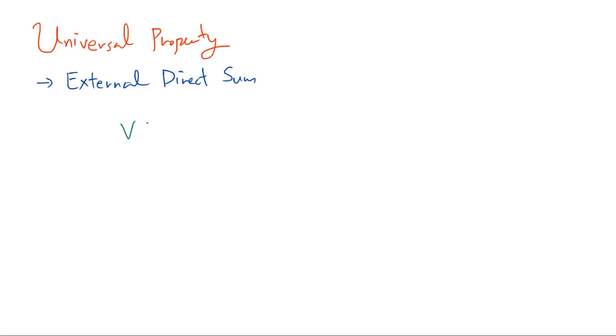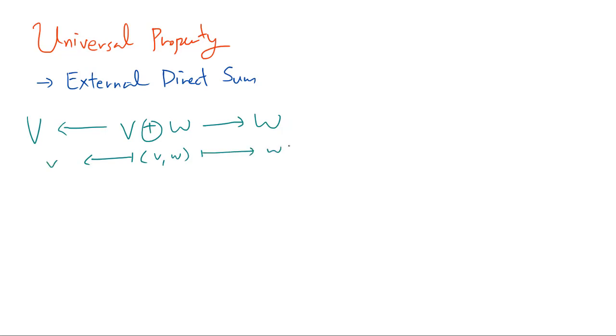Now I want to finish by talking about a very beautiful, elegant way of defining an object called universal property. To illustrate this, I want to once again go back to the example of external direct sum. And I want you to observe that if you have an external direct sum V plus W, then we have this very natural projection maps from V plus W to V and also from V plus W to W, simply given by projecting (V, W) to V and (V, W) to W. So let's call these projection maps pi1 and pi2.